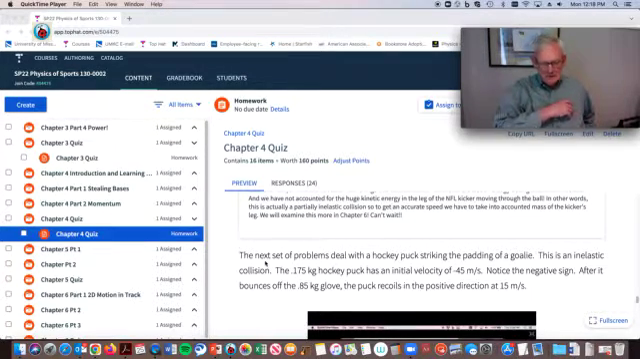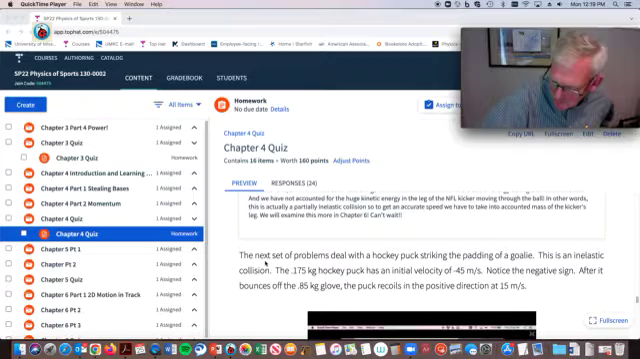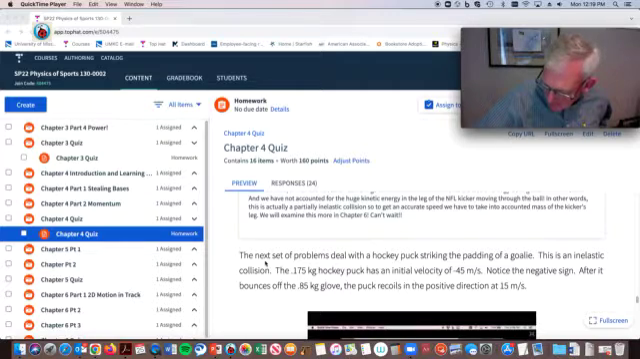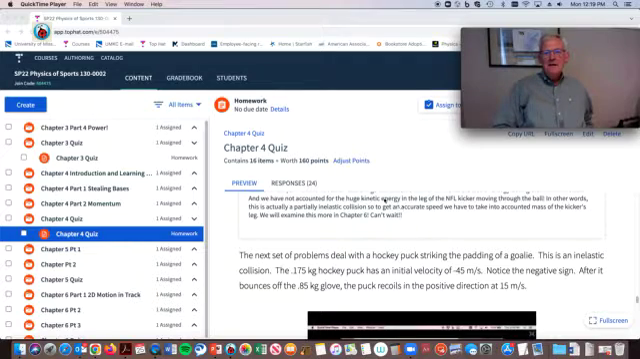All right, so a hockey puck has a mass, and I'll show you my work in a second. M1 is equal to 0.175 kilograms, and the glove M2 is equal to 0.85 kilograms. It's a pretty heavy glove. The initial velocity of the puck is 45 meters per second, and the initial velocity of the glove is equal to 0.